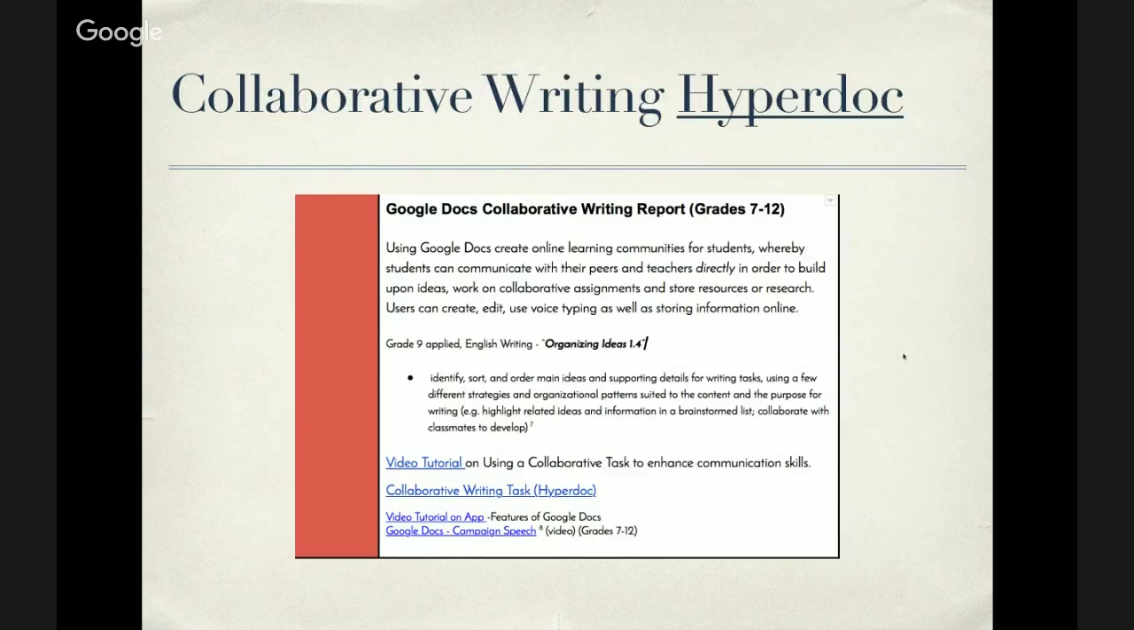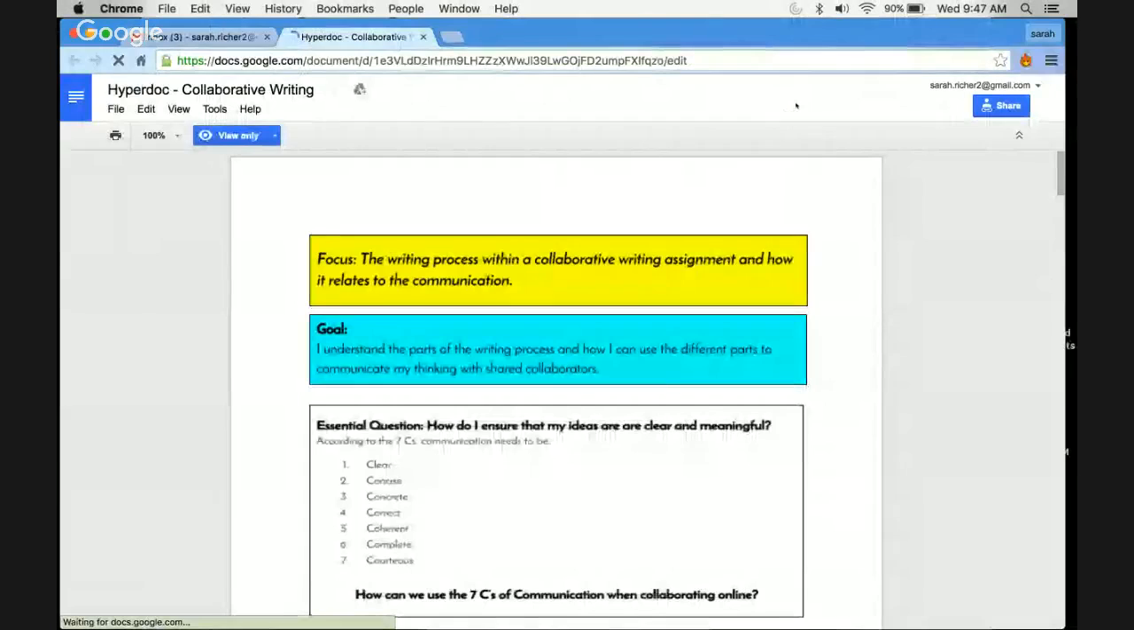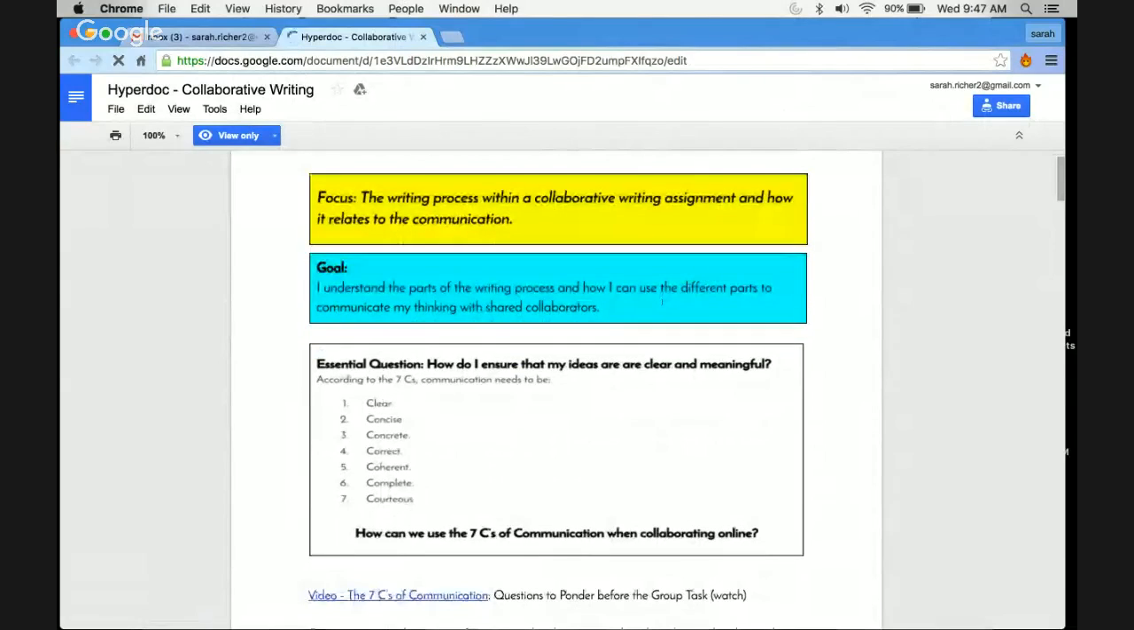But what we're going to be taking you through today is what a task may look like when you are connecting the collaborative writing piece and being able to teach them how to communicate together. So we're going to go into the hyperdoc. Students will be given this link here, and what you see is when they come in, they're going to be led through their expectations as well.